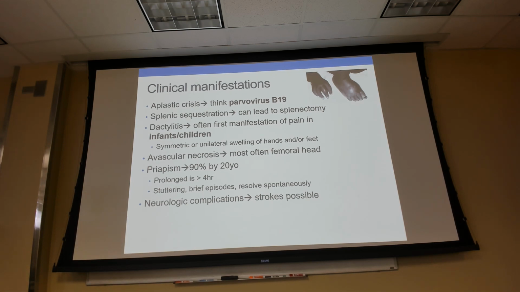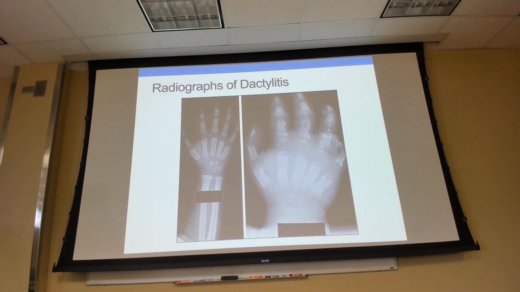This is an example of the dactylitis. A normal hand on one side, and then this hand has significant inflammation, significant sickling in the periphery, and you see these big hands, big feet, sausage hands, sausage feet.